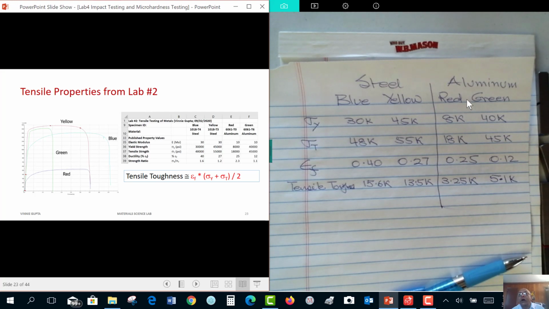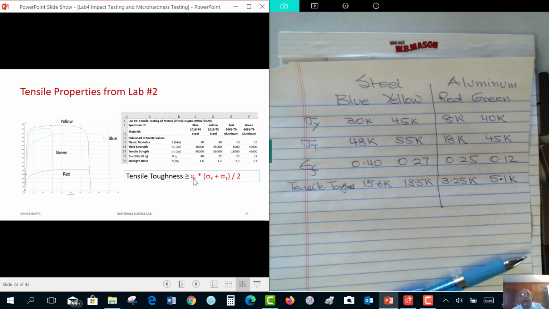This is aluminum copper alloy, red green, solution annealed. And this is precipitation hardened. So of course, due to strengthening, we see increase in yield strength, increase in tensile strength, decrease in ductility. Same here, upon strengthening, increase in yield strength, increase in tensile strength, decrease in ductility.